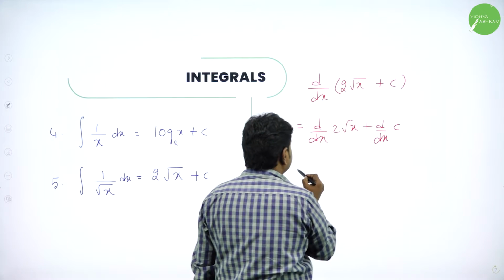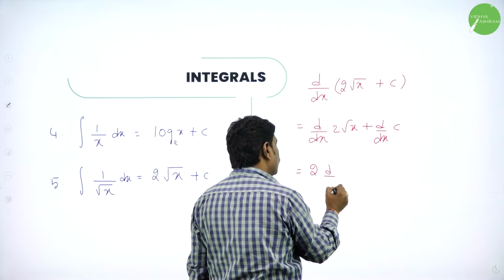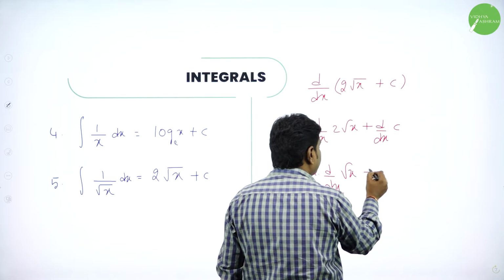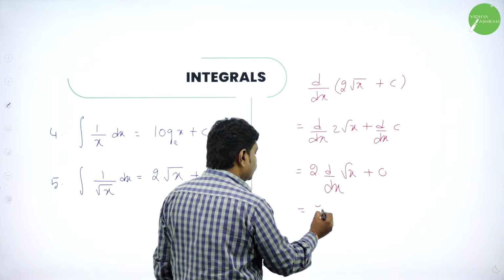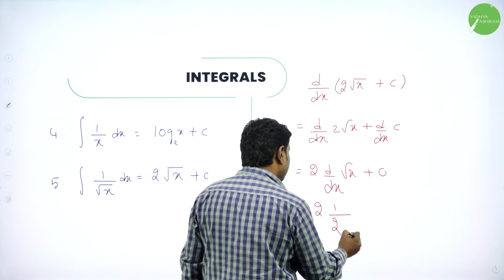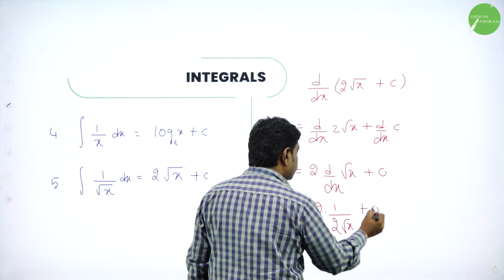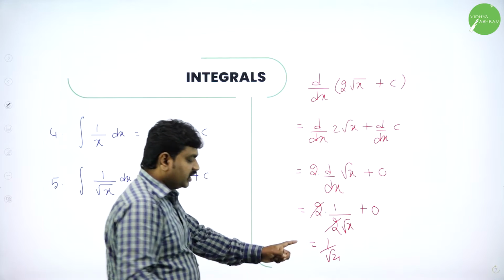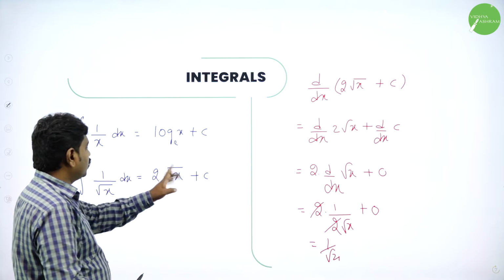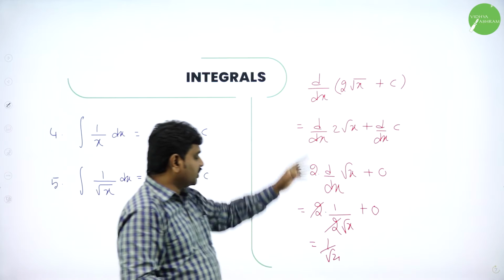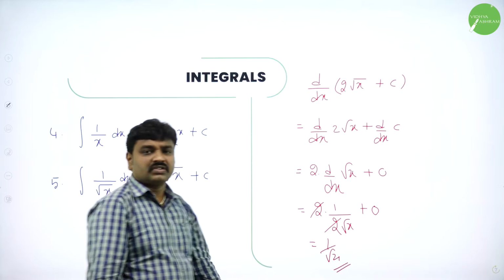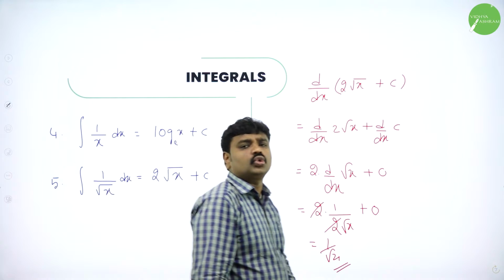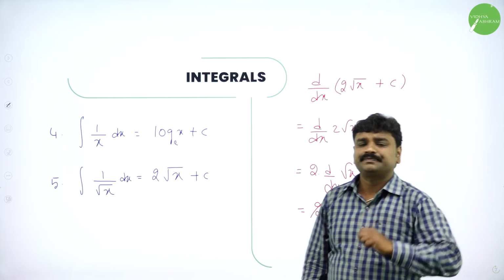You know 2 is a constant, take it out. Apply d by dx to root x. And the derivative of c, you know, is 0. So 2 into the derivative of root x, which is 1 by 2 root x, and the derivative of c is 0. So 2 cancels, and finally I get 1 by root x. So integration of 1 by root x is 2 root x plus c. Now when I differentiate this, I am getting 1 by root x. That's why when you integrate 1 by root x, you will get 2 root x. So remember this.